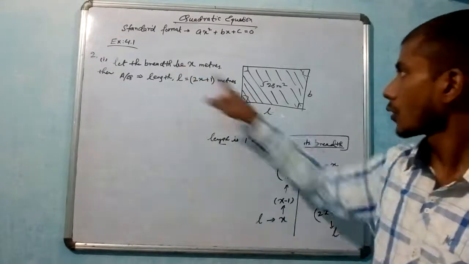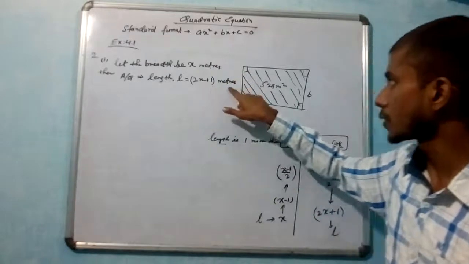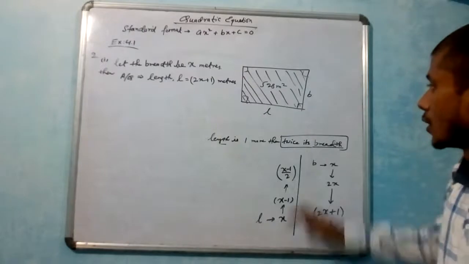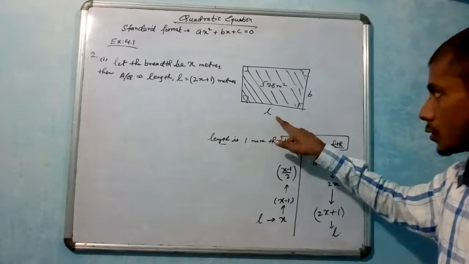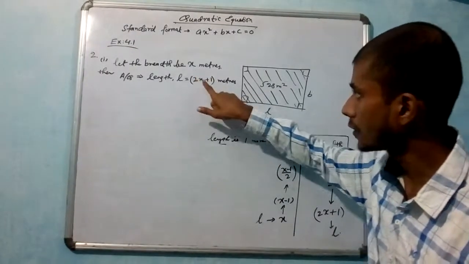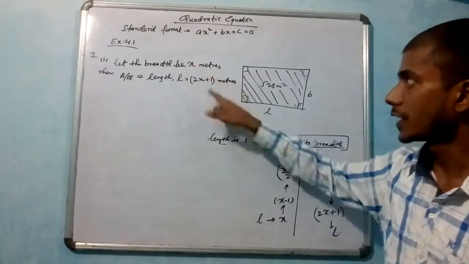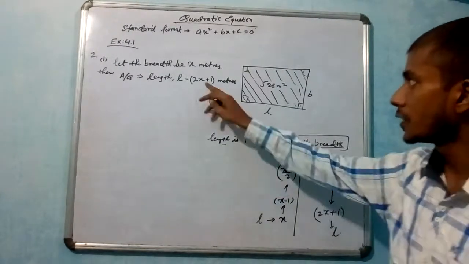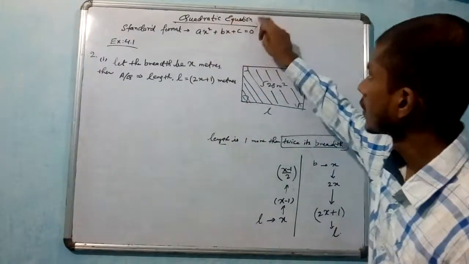So according to the question, we have assumed breadth as x meters and then length as 2x plus 1 meters. Why did we assume this? To bring both length and breadth in one variable. According to the given relation, we have brought length and breadth in one variable, that is x. All are in x now. Why do we need to bring them into a single variable? So that further we can go and come to a quadratic equation.